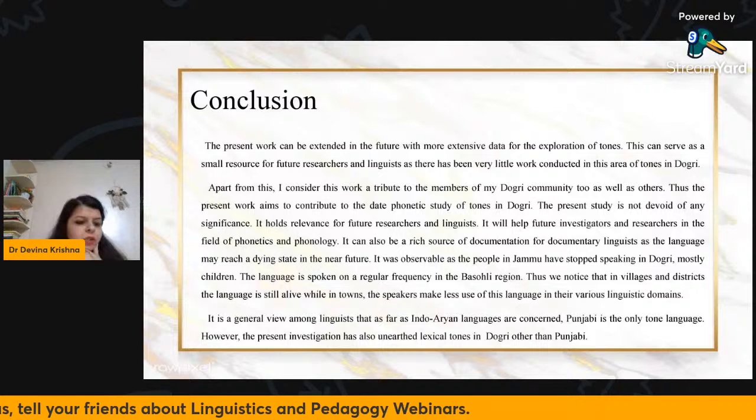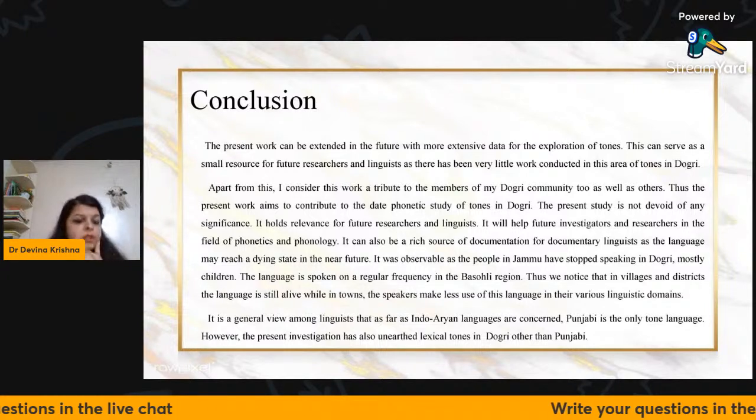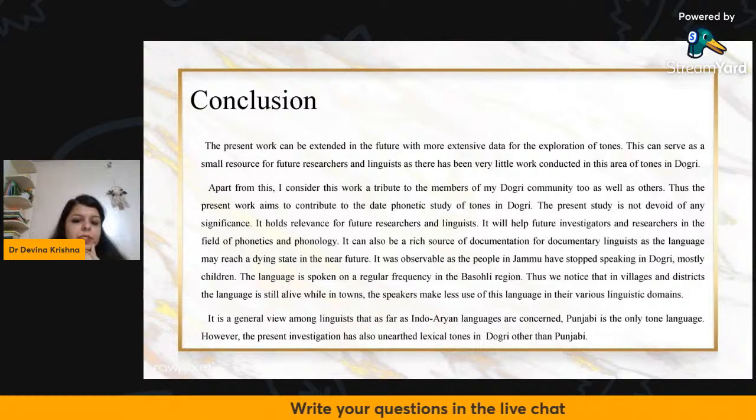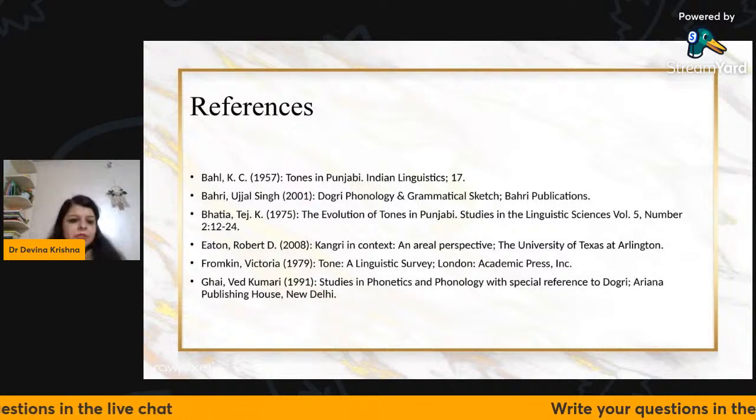So this is just a small effort, and I wish that we conduct more work in this area, and we all make an effort to not only revive our mother tongues, but also to sustain them and keep them in a living state. So with that, I come to the end of my presentation. These are the references for my work.